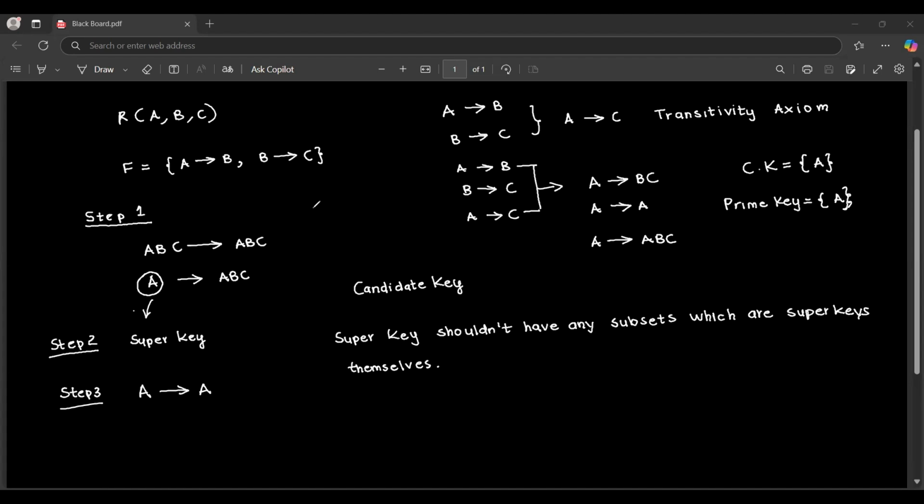If you want to check, you can. We know C functionally determines only C, and B functionally determines C, so it functionally determines BC. And we know A functionally determines ABC. So A is the only proper candidate key that we have.